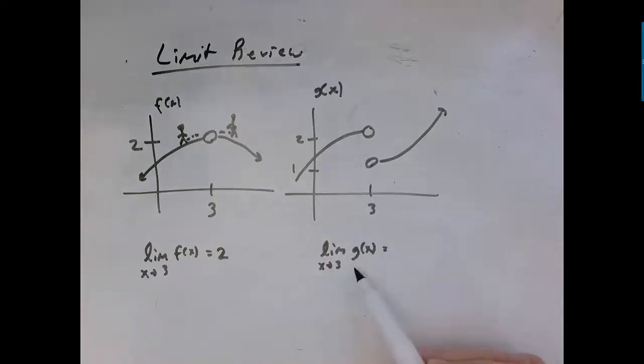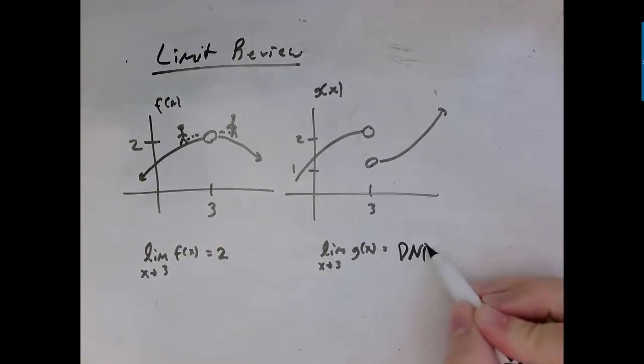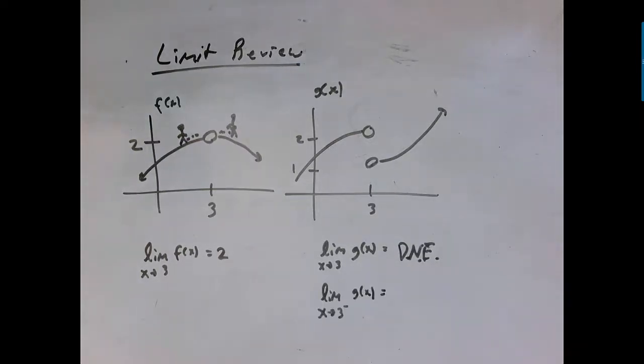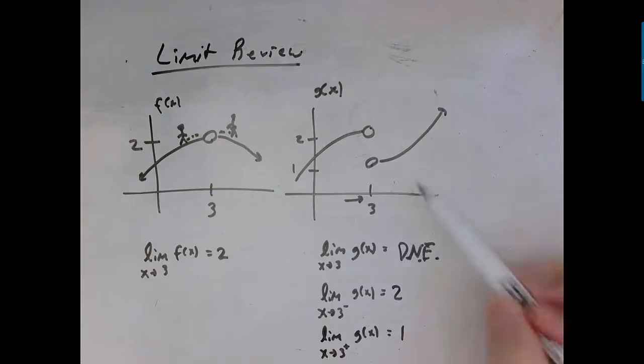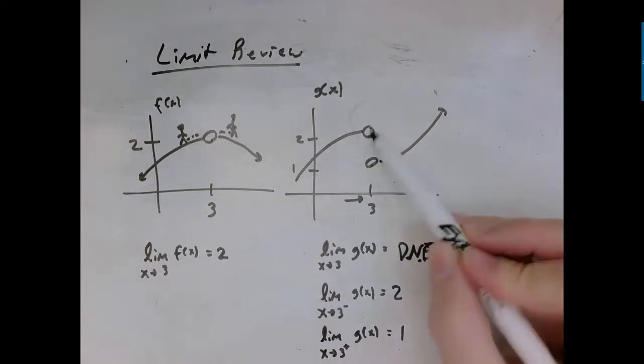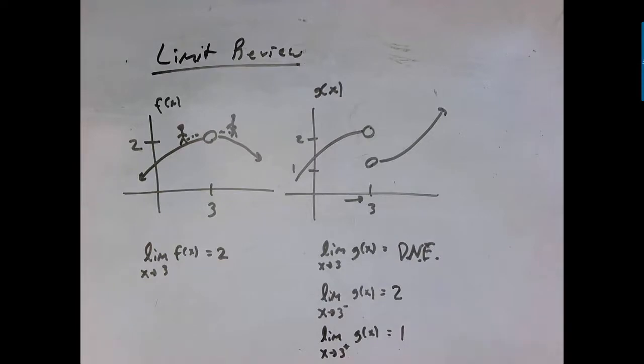In this case, the overall limit does not exist because the left-hand limit, which you write using a little minus sign next to the x value you're approaching, equals 2, because as I'm approaching from the negative side, from the left-hand side, the y values approach 2. But the right-hand limit, which you designate with a little plus sign here, is heading towards 1. So because they're not the same, the overall limit isn't defined.